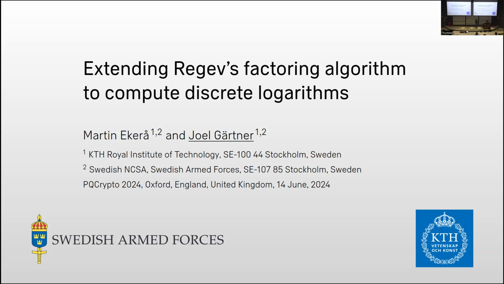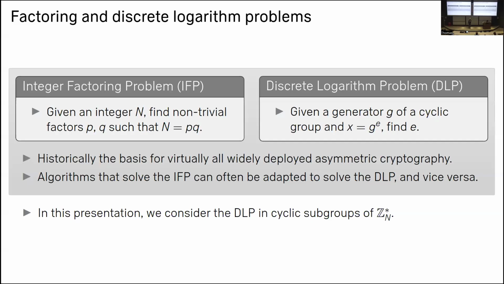So this is joint work with Martin Ekerå, where we have extended Regev's recently introduced quantum factoring algorithm to also allow it to be used to compute discrete logarithms. The integer factoring problem and the discrete logarithm problem have, at least historically, been the basis for essentially all widely deployed asymmetric cryptography. These two problems are not directly related to each other, but algorithms developed for either of them have often been possible to adapt to solve the other.